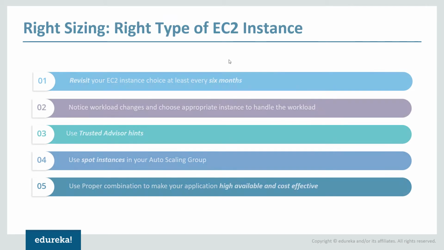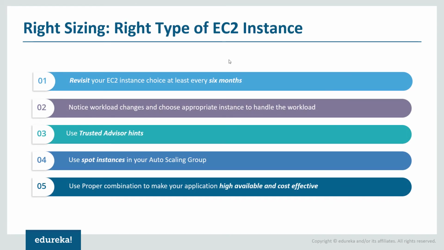The other important factor is doing the right sizing. It's a very important factor. Try to revisit your EC2 instances at least every 6 months. Notice that workloads change, and appropriate instances have to handle the workload properly. Try to use the Trusted Advisor hints that are provided by AWS. Use spot instances in the auto scaling groups and try to combine and manage your high availability and cost effectiveness. That will actually help you to provide better service.